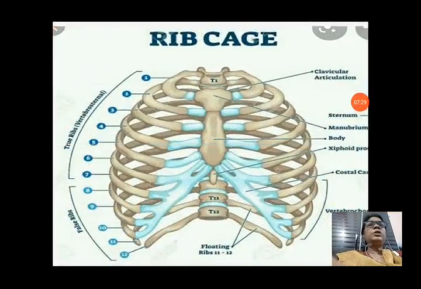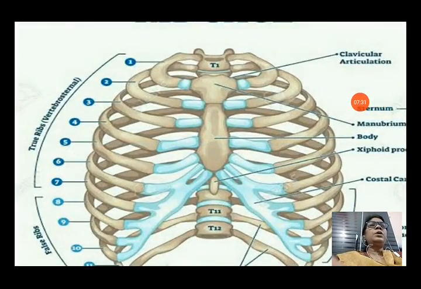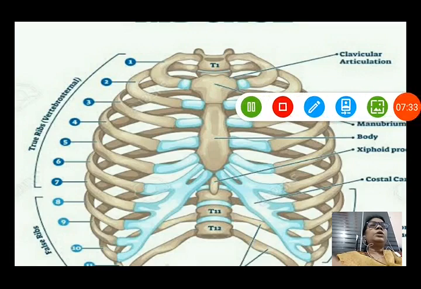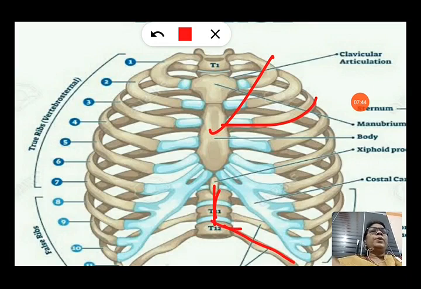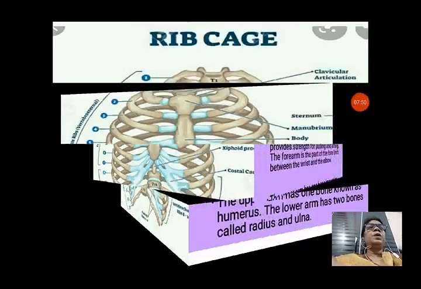You can see in this picture how the ribs form the rib cage. On the front side they are joined to the sternum. You can see clearly the sternum, and in front the ribs come and join to it, and on the back side they are joined to the backbone. But the last two pairs are not joined to the sternum. You can see that in this picture also. So, this is the structure of your rib cage.